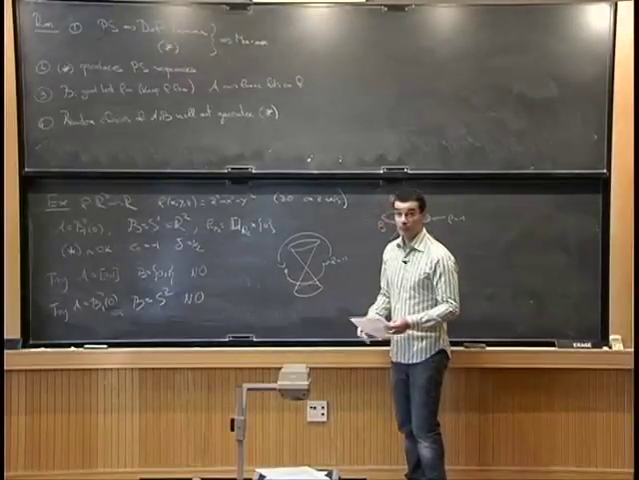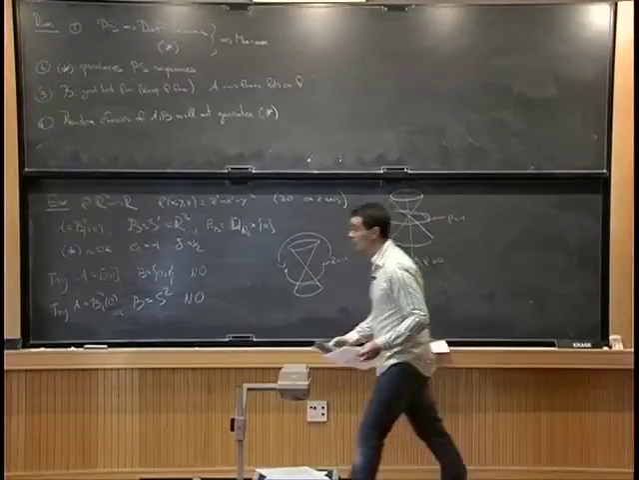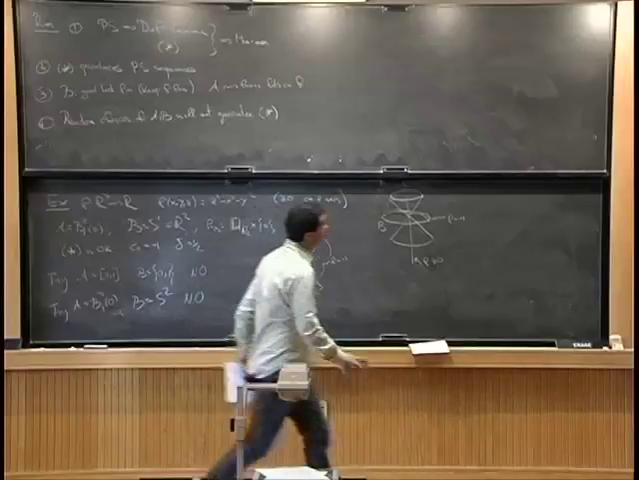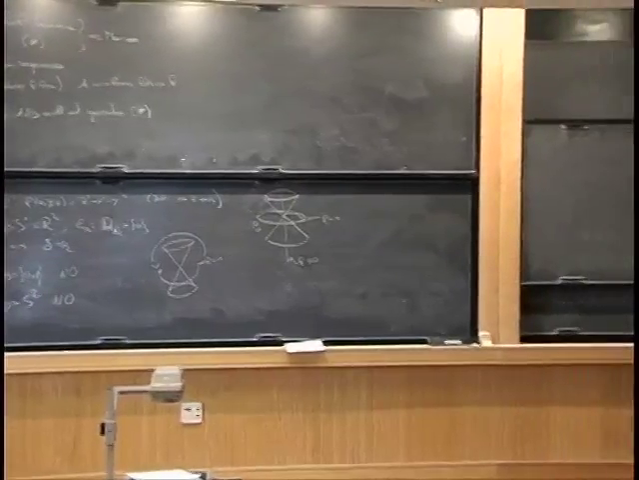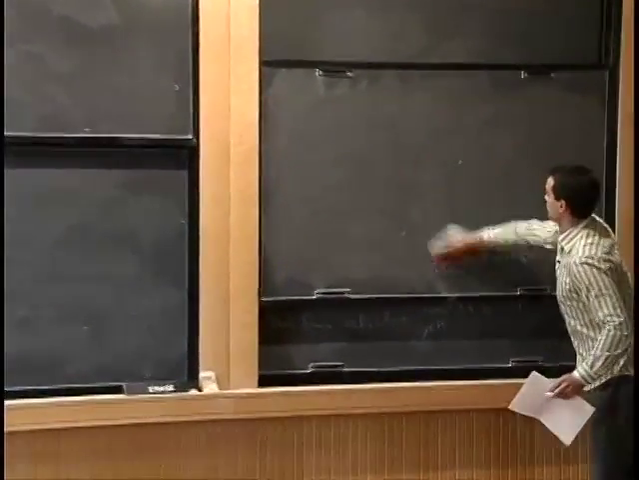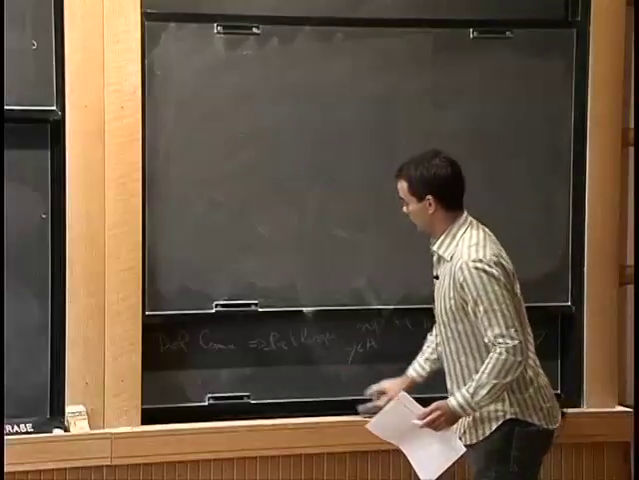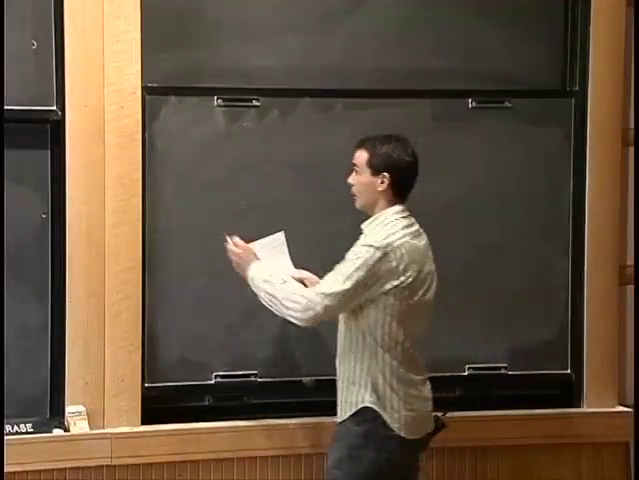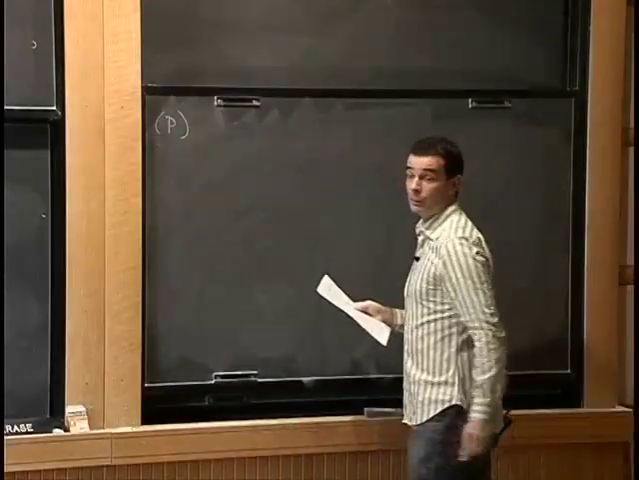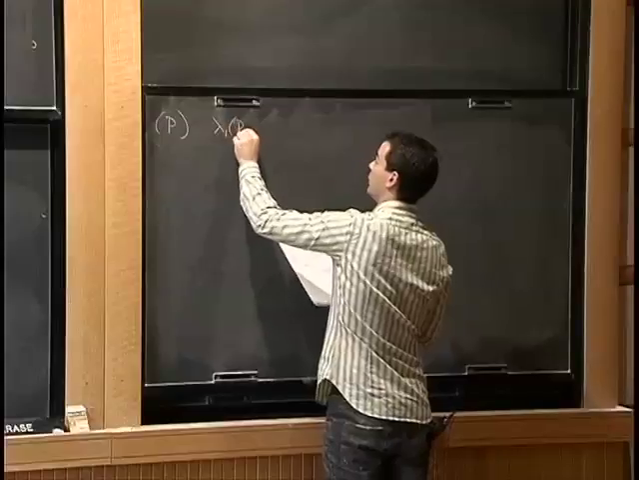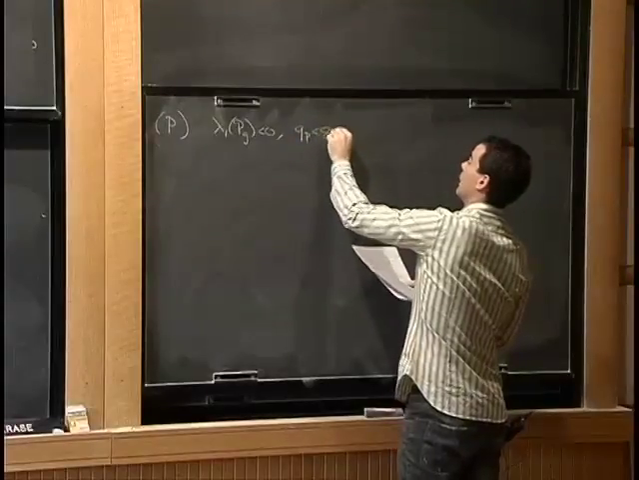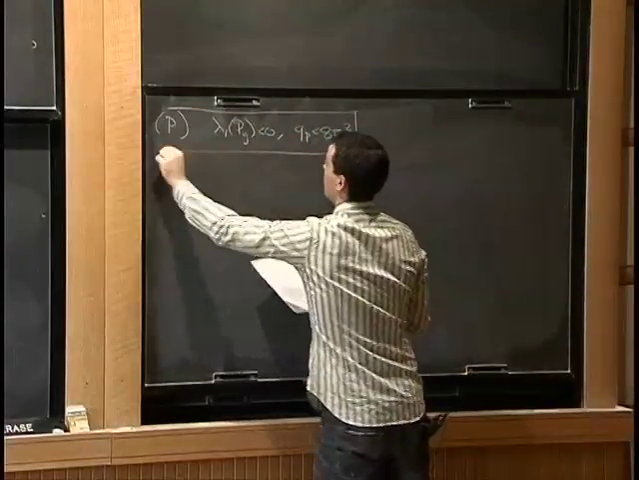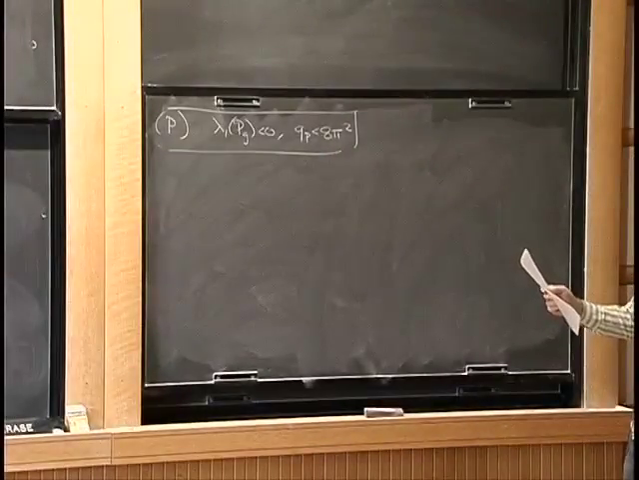So let me start. I'll try to do what I can in the remaining time. I want to treat the case of lambda 1 negative and total Q-curvature less than 8 pi squared. So, study of problem P when lambda 1 of PG is negative and QP is less than 8 pi squared. This is the easy case I want to start treating today.